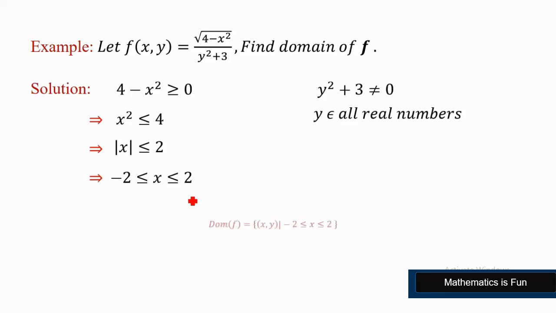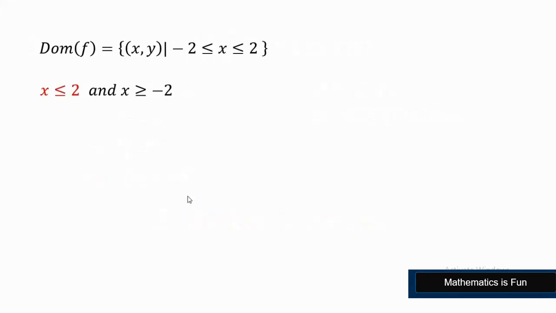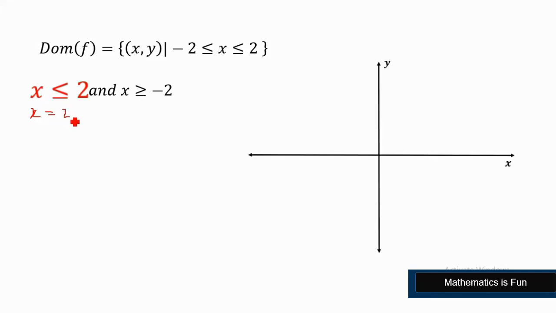And now let's define the domain of this function. So there is only a restriction on the values of x, and the values of x are in between minus 2 and 2, and there is no restriction on the values of y. Now let's sketch the graph for the domain of the given function. So first we would take x less than or equal to 2, which is related to the equation x is equal to 2. Now let's sketch x is equal to 2.